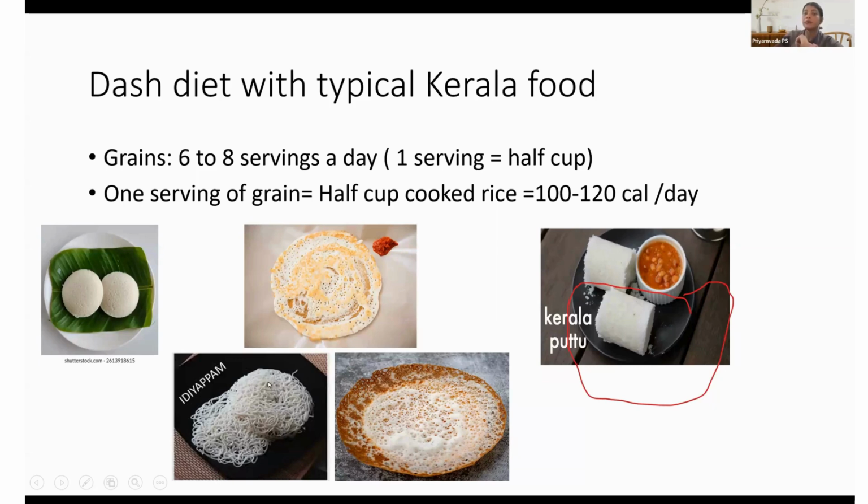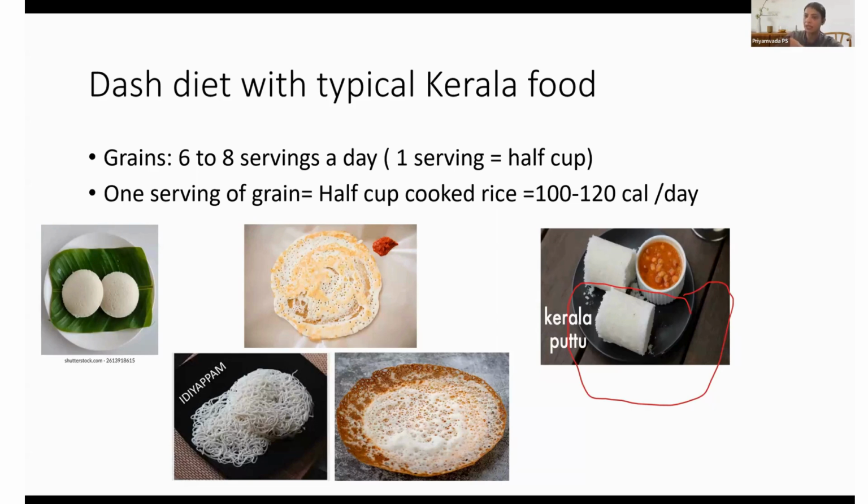On the other side, idiyappam, again, the small idiyappam we have, 2 of them will give around 100 to 120 calories. Appam is also the same thing. Appam is slightly more calorie dense, and appam and puttu, because they are mostly rice, are calorie dense, and each one will have around 80 to 100 calories. So this is the rule of thumb we need to tell the patients. They need to reduce the amount of carbohydrate calories.